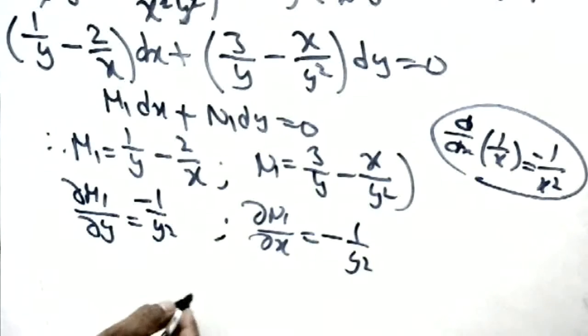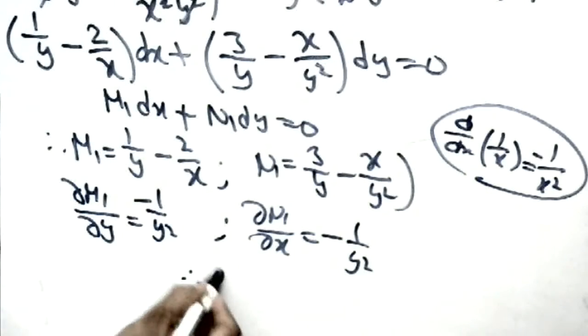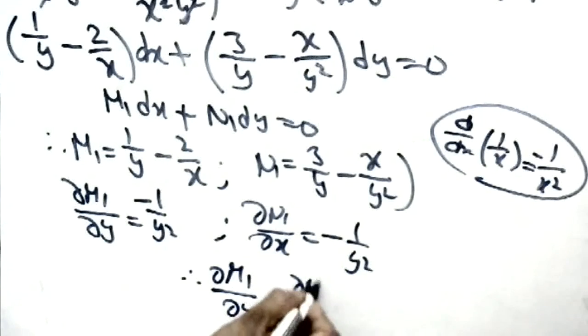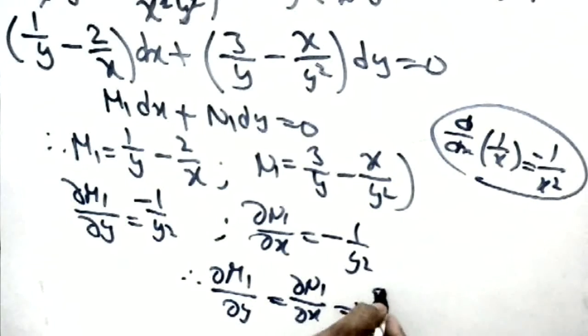Now you see we got the same values. Now it becomes exact. Therefore dou m1 by dou y equals to dou n1 by dou x implies exact differential equation. Now for exact differential equation we have the formula. Let me continue this from the top of the board.